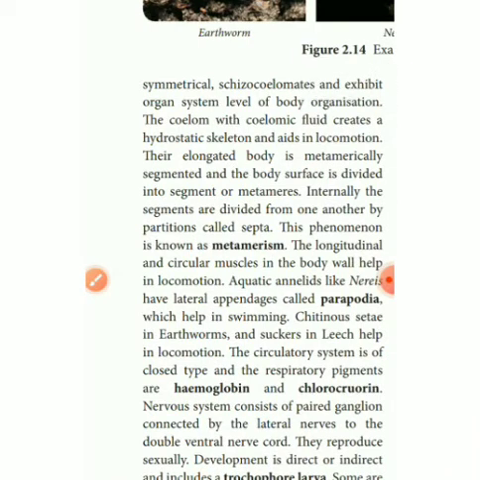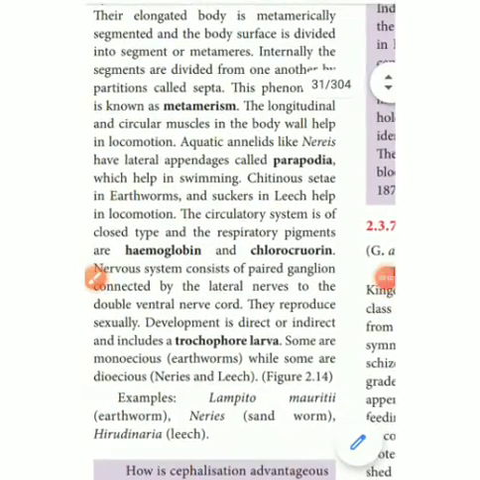In earthworms, the body has chitinous setae, and with the help of setae they move. In leeches, there is a special locomotory organ, the suckers, and with the help of the suckers they move.